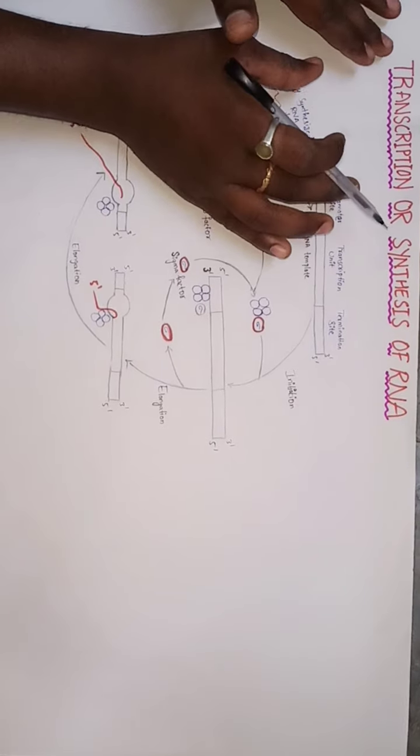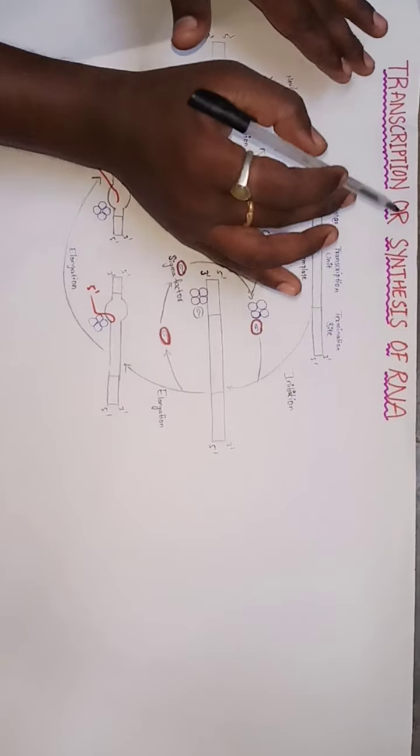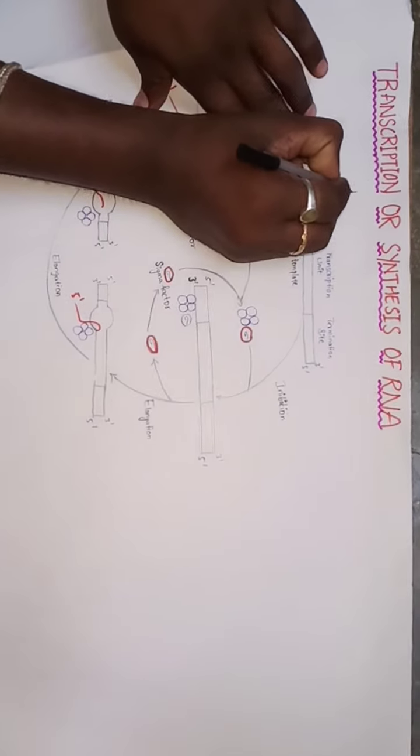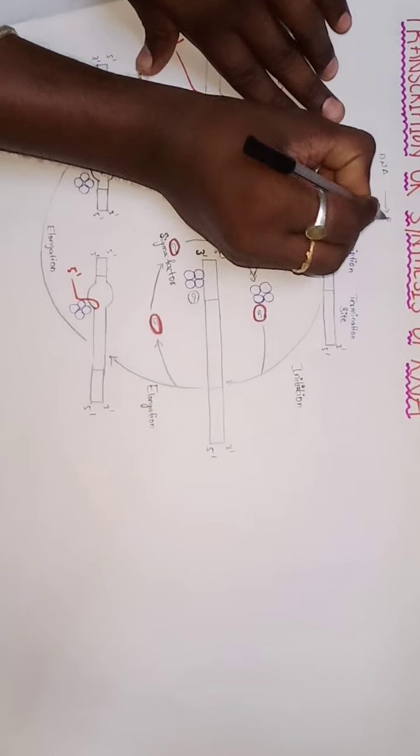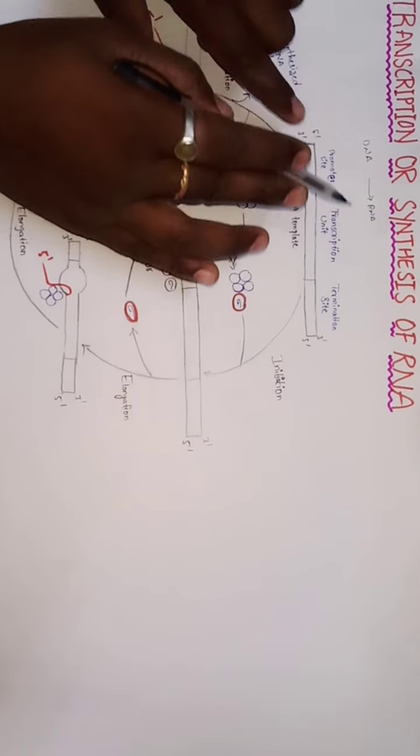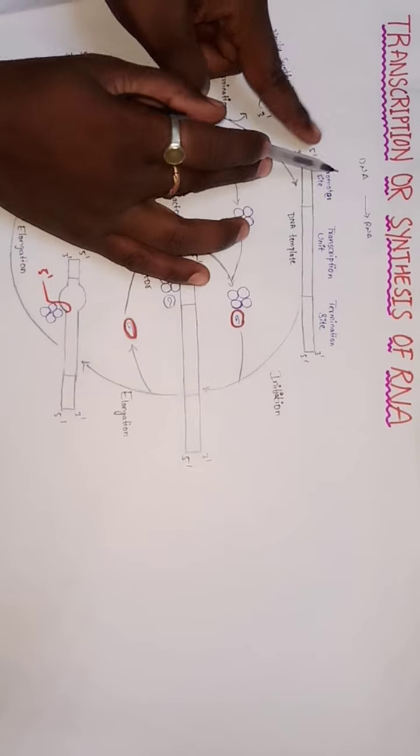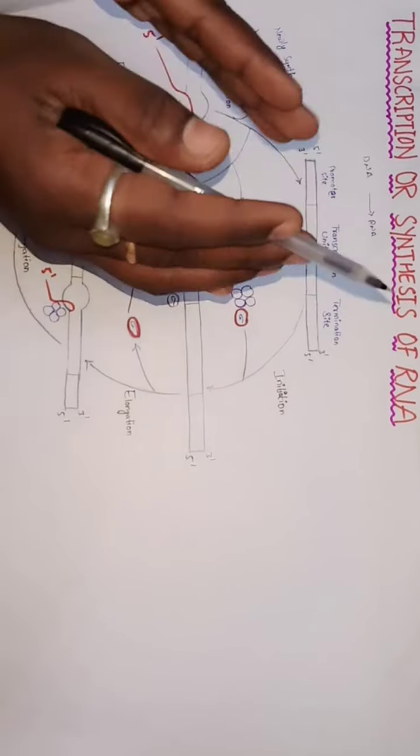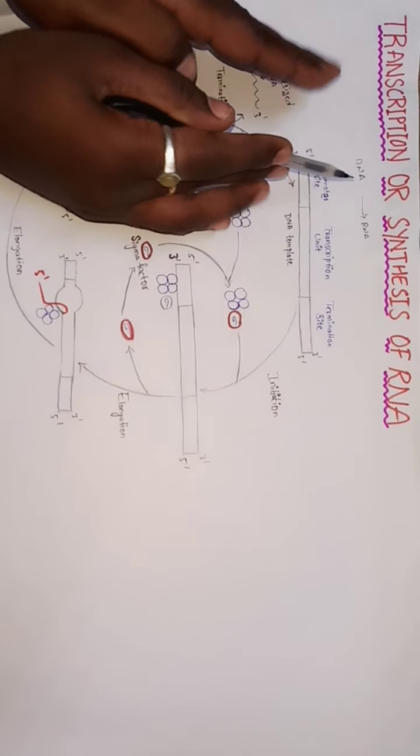So the next topic is transcription. Transcription or synthesis of RNA. So the RNA is synthesized from the DNA. DNA is converted to RNA. DNA converted to RNA is known as transcription, or synthesis of RNA. What is transcription? The DNA is converted to RNA, or synthesis of RNA from the DNA, is known as transcription.